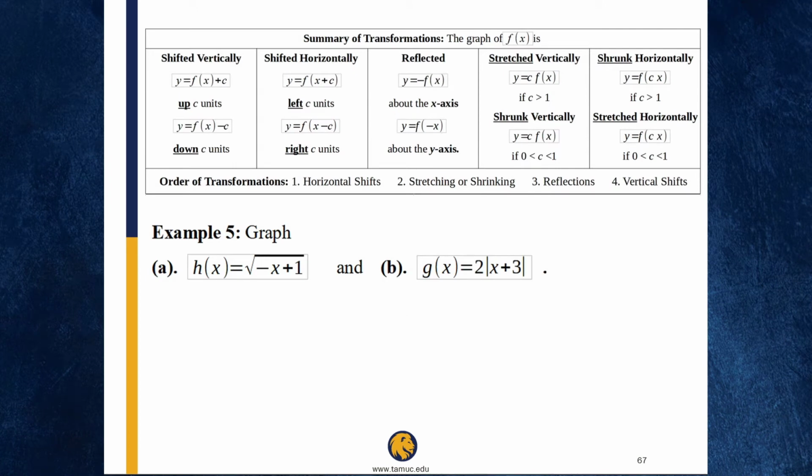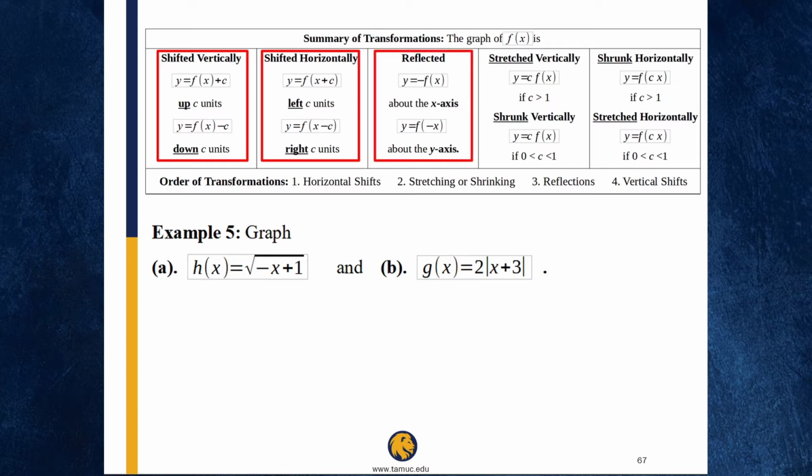Here's a summary of the transformations then from what we're seeing so far. For shifting up or down vertically, f of x plus c would shift up by c units. F of x minus c would shift down by c units. Horizontally happens when the plus or minus addition subtraction happens inside. For instance, f of x plus c would actually move it to the left by c units, and f of x minus c would move it to the right by c units.